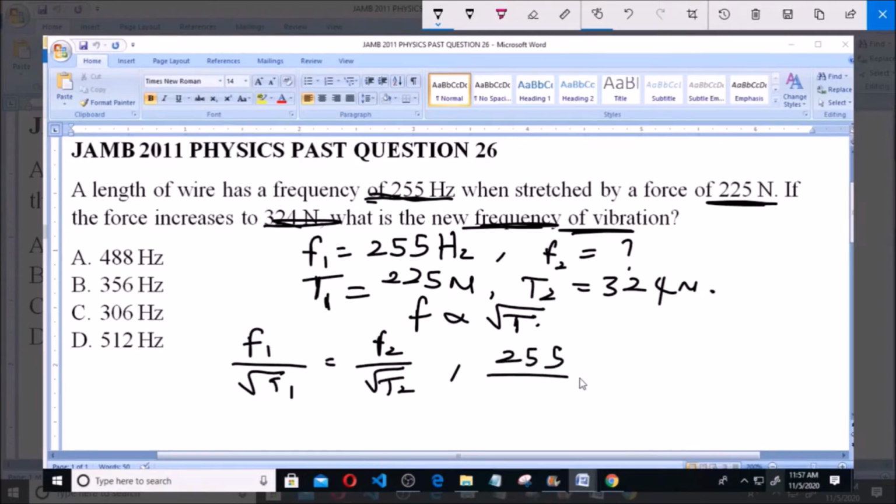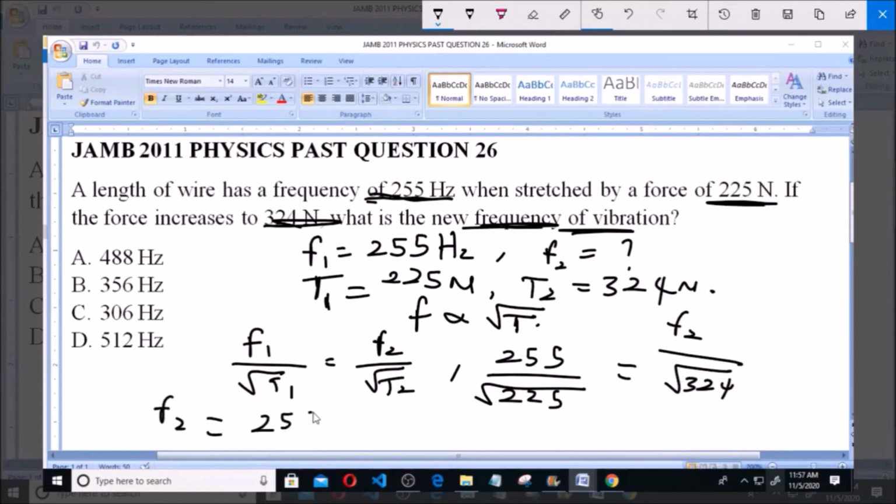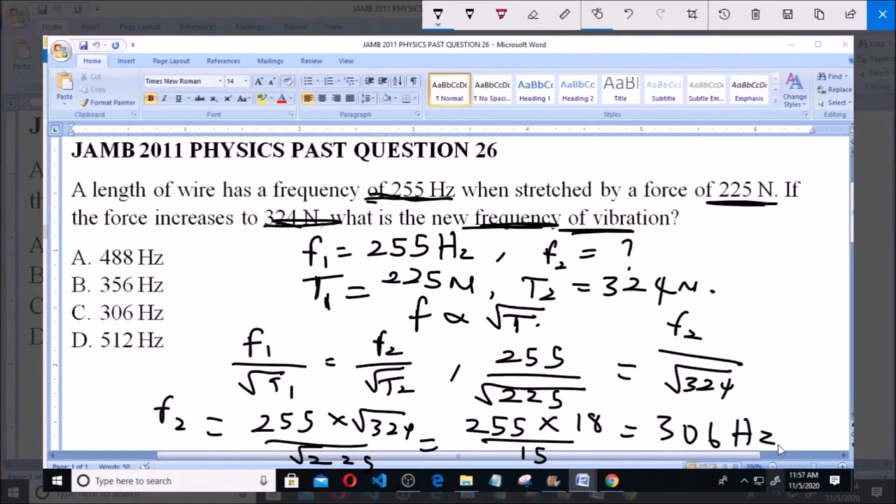So F1, 255, divided by root T1, which is root 225, is equal to F2, which is unknown to you, over root T2, which is root 324. Now F2 will therefore be equal to 255 times root 324 divided by root 225, and this is equal to 255 multiplied by 18 over 15, which is equal to 306 Hz. So 306 Hz is the new frequency of the vibration, F2, and that is option C, which is the answer to this question.